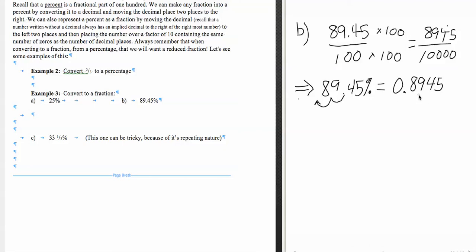And now we could get from here to here by reading this. The place values are tenths, hundredths, thousandths, 10,000ths. So we're going to read it as 8,945 10,000ths, and 10,000ths is the denominator that you see up here. 8,945 10,000ths. So that's another way of going about it. And then of course once we get here, we're going to have to reduce this.